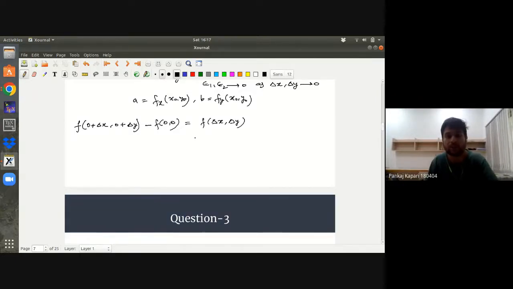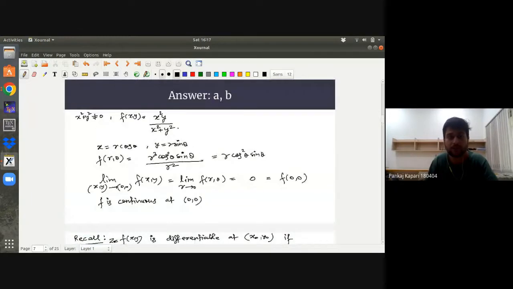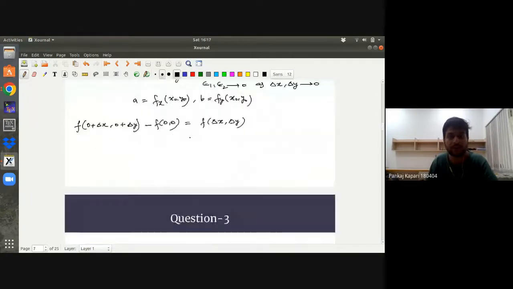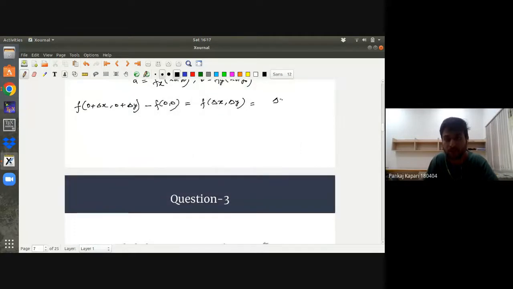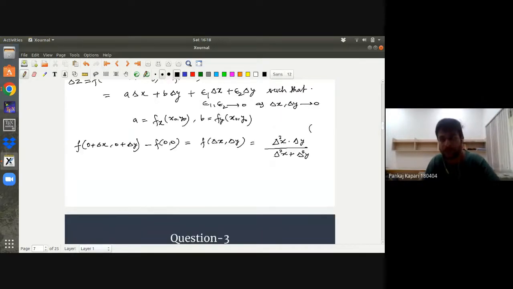Now from the definition of the function, what is f of delta x comma delta y? It is equal to delta x square, or we write this just as delta square x, into delta y divided by delta square x plus delta square y. Note that delta x square we are writing as delta square x. This is a side note.